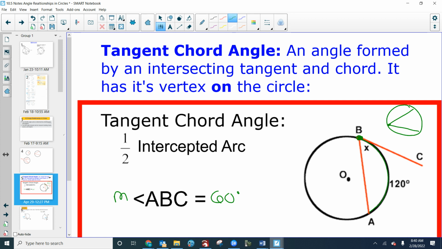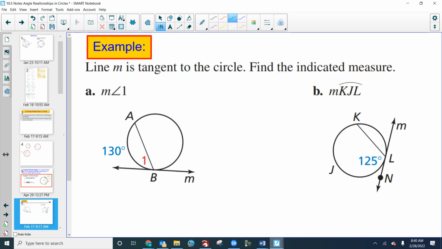All right, we'll do a couple quick examples of this and then move on to the main stuff for today. You good? All right. Line M is tangent to the circle. Find the indicated measure. Quickly, what's the measure of angle 1? Got calculators out. 65 degrees. Very good. It's half of 130. Over here, now be careful. They could ask us the arc, and they did. We're looking for arc KJL.